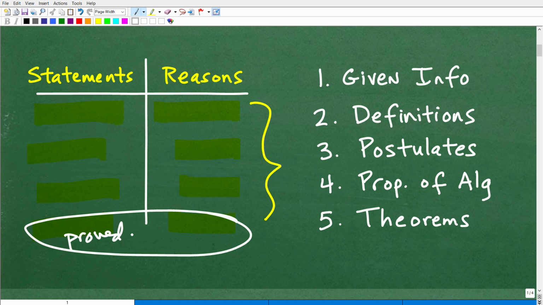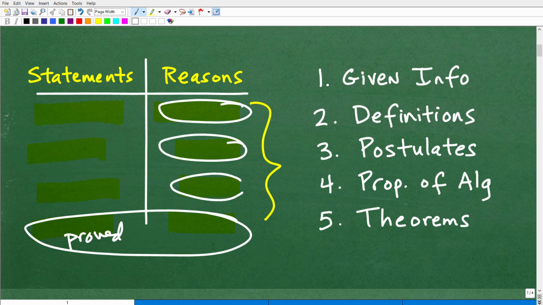Now, here's the thing. You can see I have some stuff going on over here. The reasons you can list. Now, here is one of the main points of this video. The reasons that you can give aren't opinions. You're not going to say, don't you think these two angles are equal because they look equal, because I measured them on my paper and they are equal? No, you can't give a reason like that.